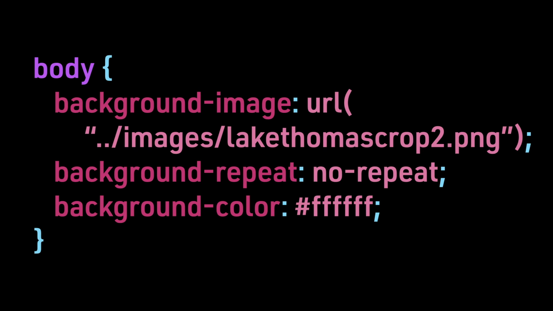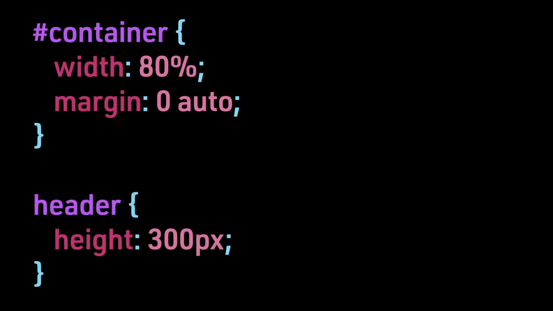We are loading the background image into the body. Because we only want the image to display once at the top, we have set the background repeat to no repeat. If the image doesn't load, we would just want a white background. We will only focus on the CSS that is relevant to our exercise.